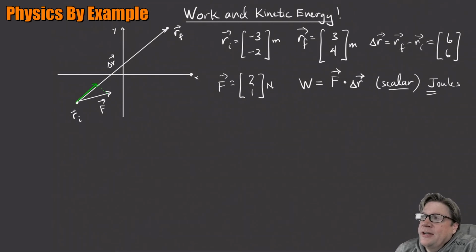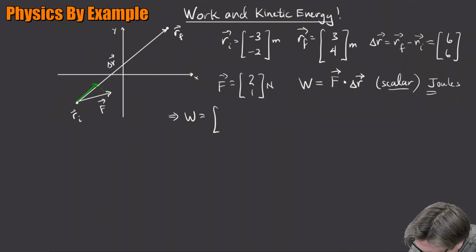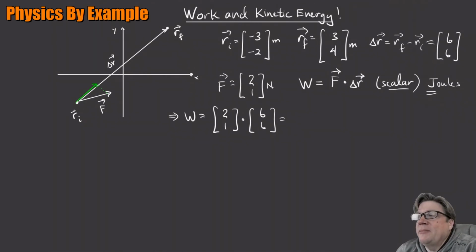So the work done, how much work do you do? It's F dot delta r. That's going to be pretty easy to do, because the work done is (2, 1) dot, what's my delta r? Like (6, 6), right? And how do you do the dot product? You multiply the x's together, then you multiply the y's together, and then you add them up. So 12 plus 6, 18 joules. So what we've done is we've added 18 joules of energy to this object from beginning to end.